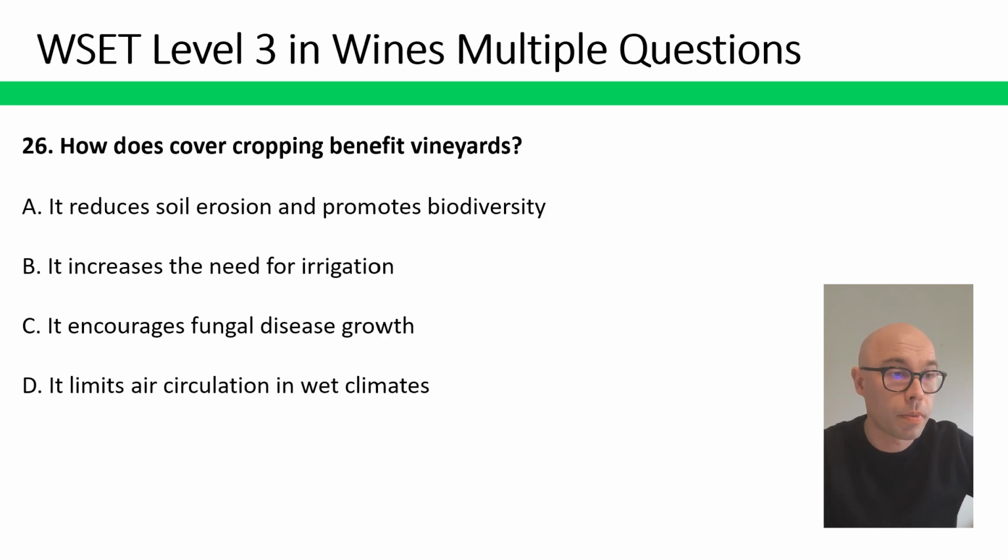How does cover cropping benefit vineyards? So cover cropping is growing crops other than the vines, like grass grown between the vines. It reduces soil erosion and promotes biodiversity, increases the need for irrigation, it encourages fungal disease growth, it limits air circulation in wet climates. So it's A, it reduces soil erosion and promotes biodiversity.